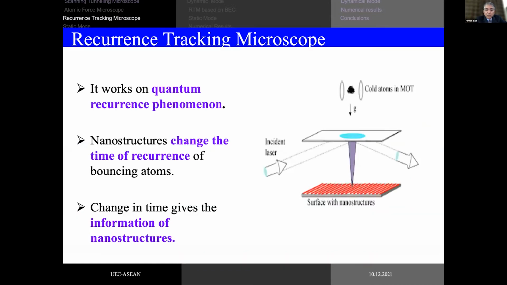So the principle on which the recurrence tracking microscope works is quantum recurrence phenomena. The change in the time of recurrence, because of the change in the position of the mirror in the vertical direction, gives us the understanding of nanostructures, the size and the spacing of the nanostructures on the surface. So this makes the microscope work.